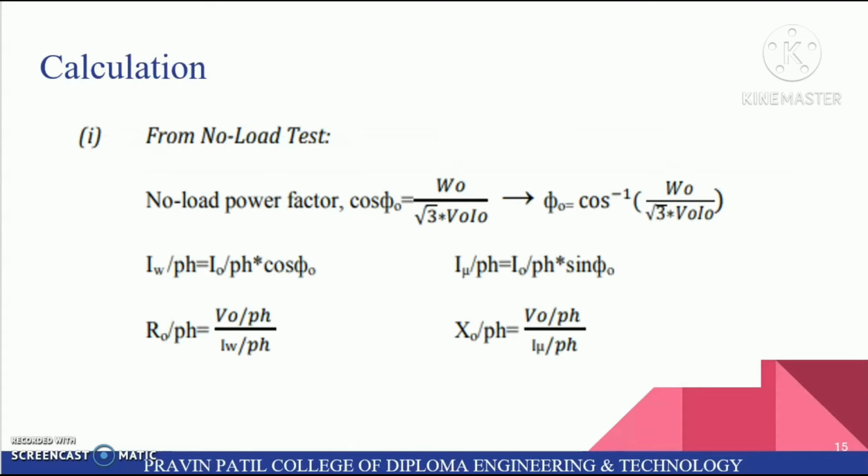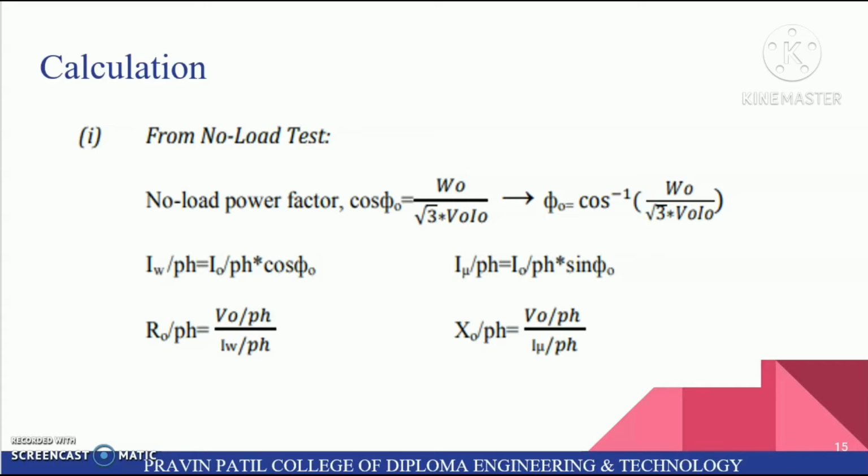Next is the calculation for the no load test. No load power factor cos phi 0 is equal to W0 upon root 3 into V0 I0. From that you can calculate phi 0, which is cos inverse in bracket W0 upon root 3 into V0 I0.